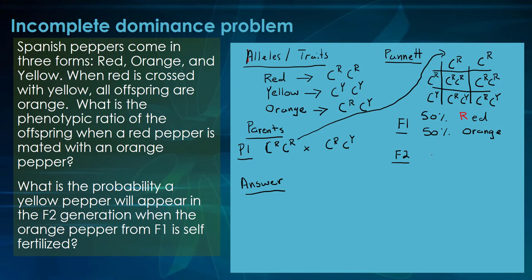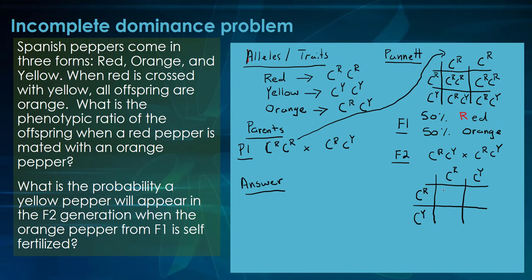Again, we want to always know our parents. So to get that F2 generation, we're going to cross an orange, or a CR, CY, with another CR, CY. That'll give us our F2 generation. We don't have our F2 generation yet. Got to make a Punnett square to get that F2 generation. Let's get these gametes out. CR, CY. Both parents are the same. It's going to be interesting to see what the offspring are. Pause the video at any moment and see if you can get it before I go over it.